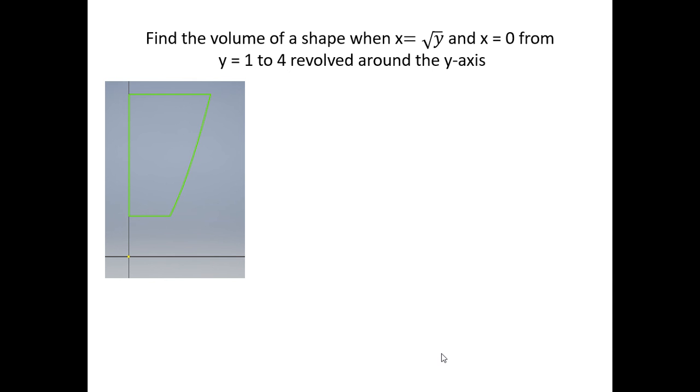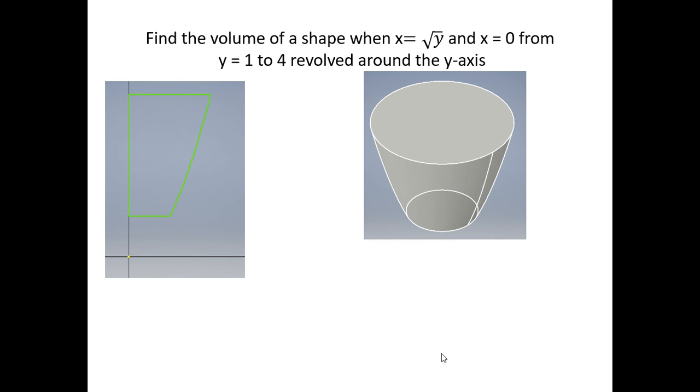Well, what about this one? x equals the square root of y. Well, that's y equals x squared. And from x equals 0, that's the y-axis, from y equals 1 to 4, revolved around the y-axis. So it's going to be a little bit different. It's going to look like a little cup, flat bottom on it. Still going to do the radius, but this time we're doing dy instead of dx.